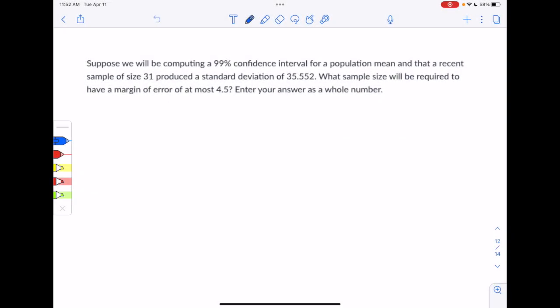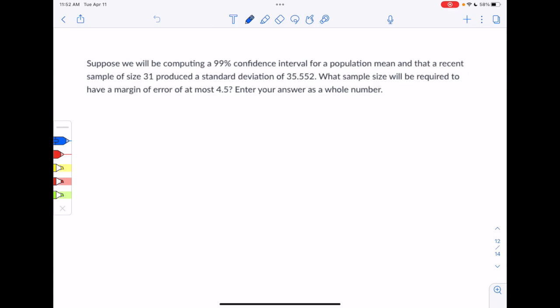This one is coming from section 8.4. Suppose we will be computing a 95% confidence interval for a population mean and that a recent sample of size 31 produced a standard deviation of 35.552. What sample size will be required to have a margin of error of at most 4.5? Enter your answer as a whole number.